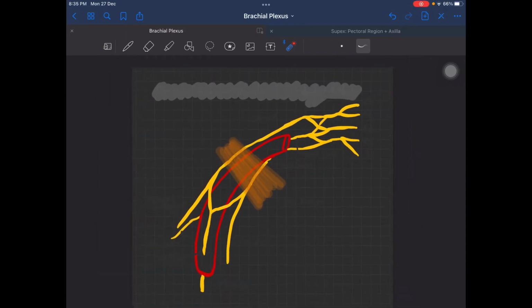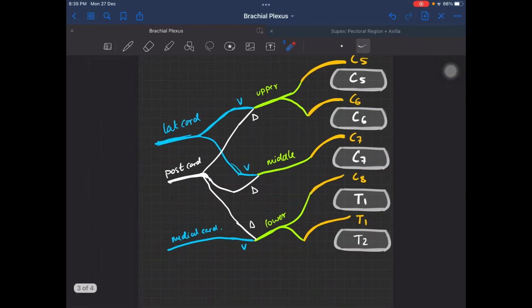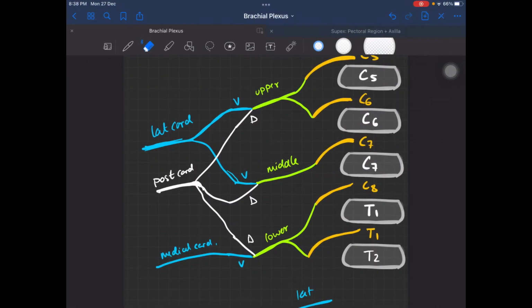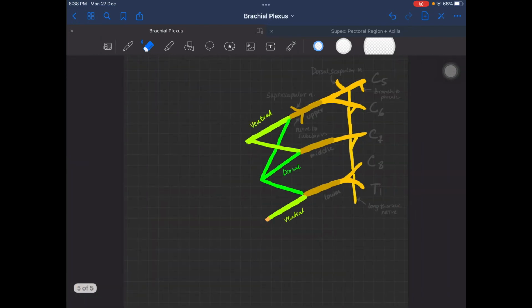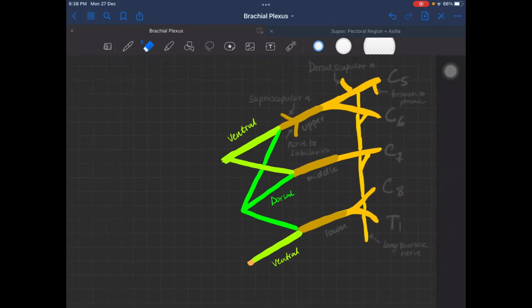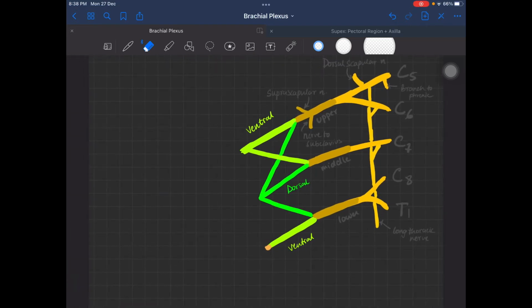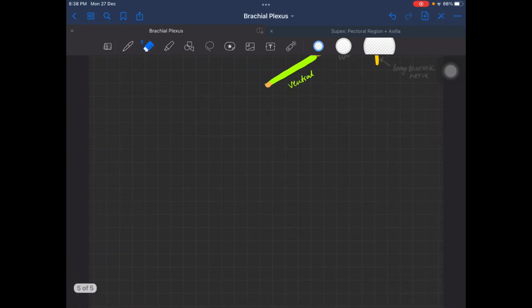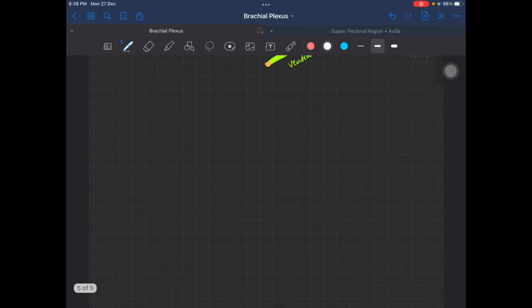Okay, so let's go back to this diagram. This diagram has gotten a bit congested, so let's go to a cleaner version of it. Now all we have left is to discuss the terminal branches. There are actually 5 very important terminal branches of the brachial plexus. So let's just enumerate them.